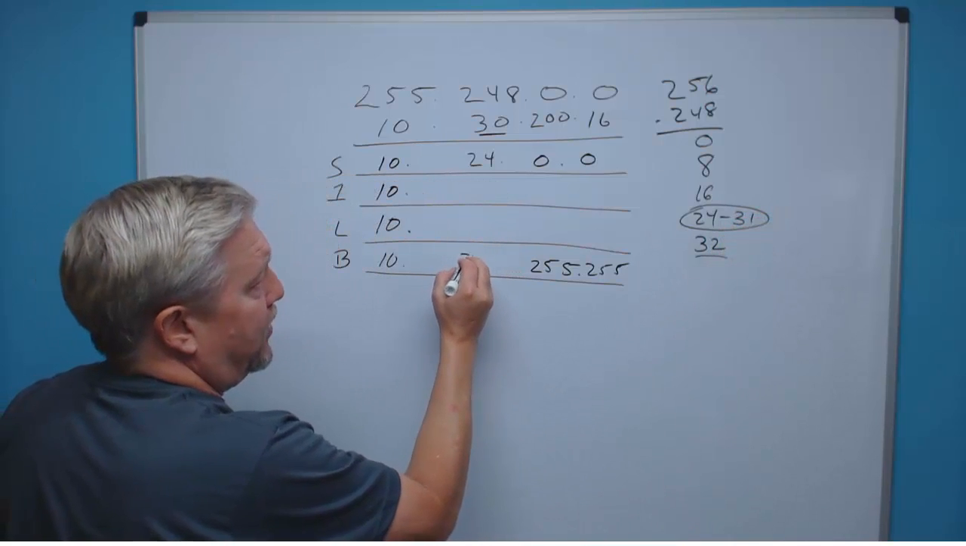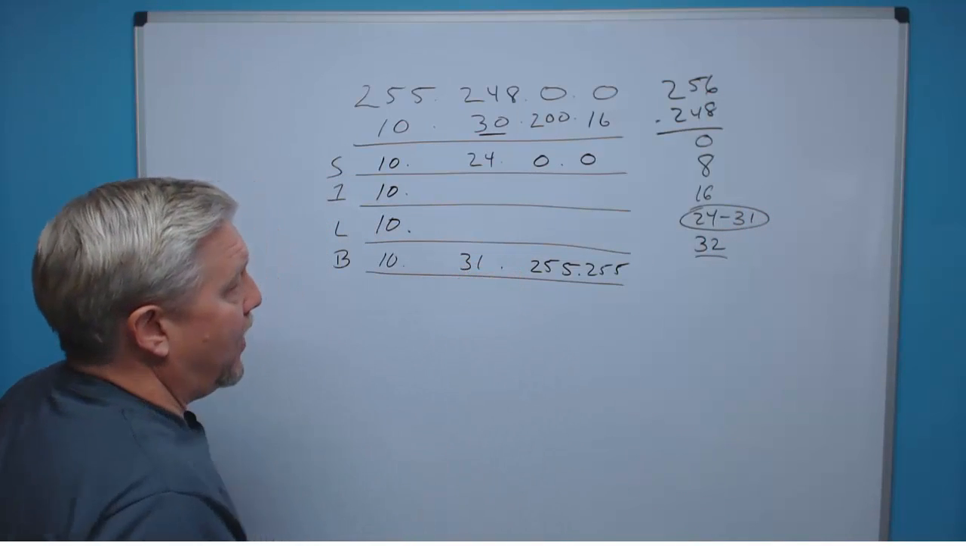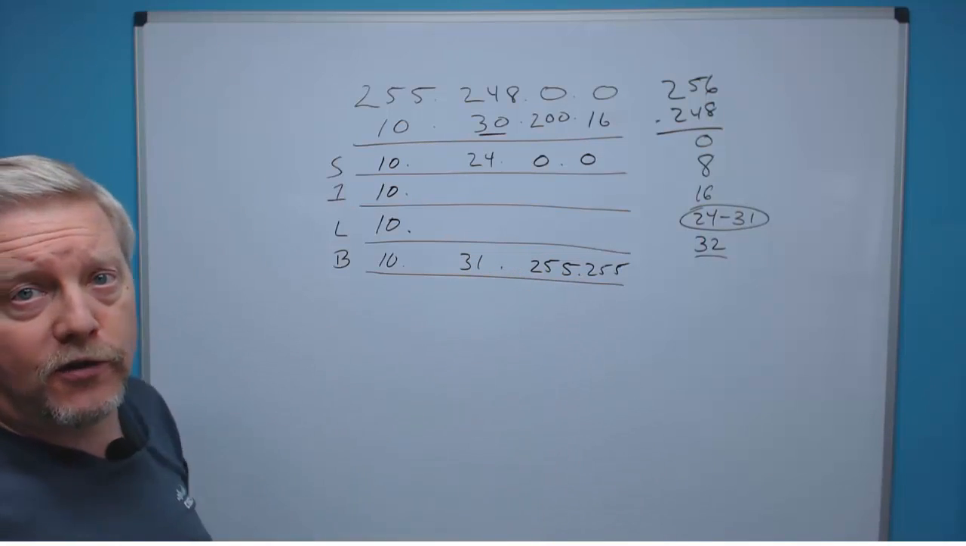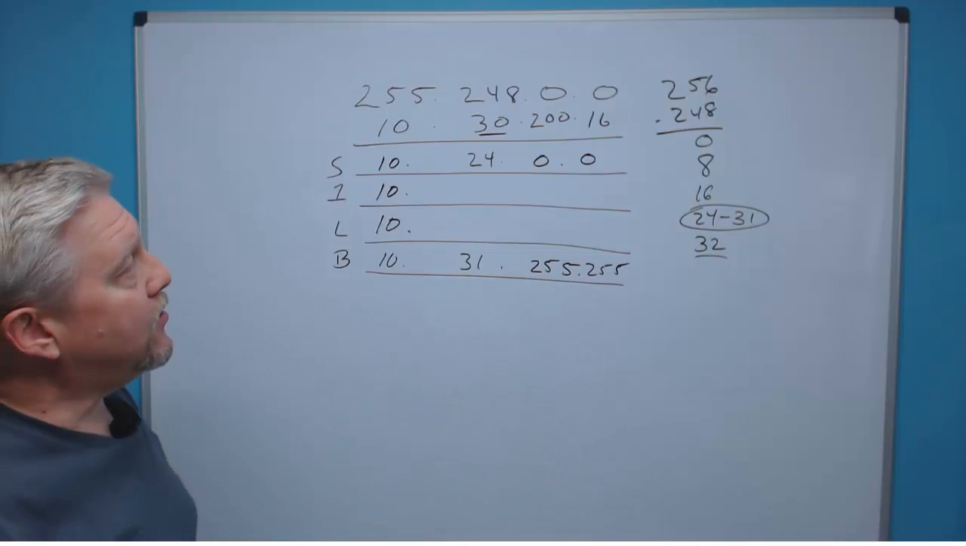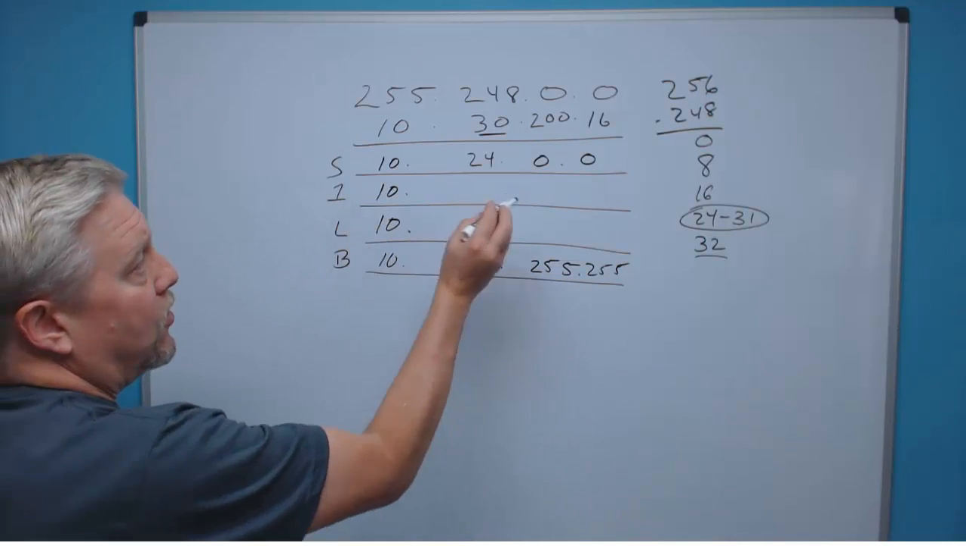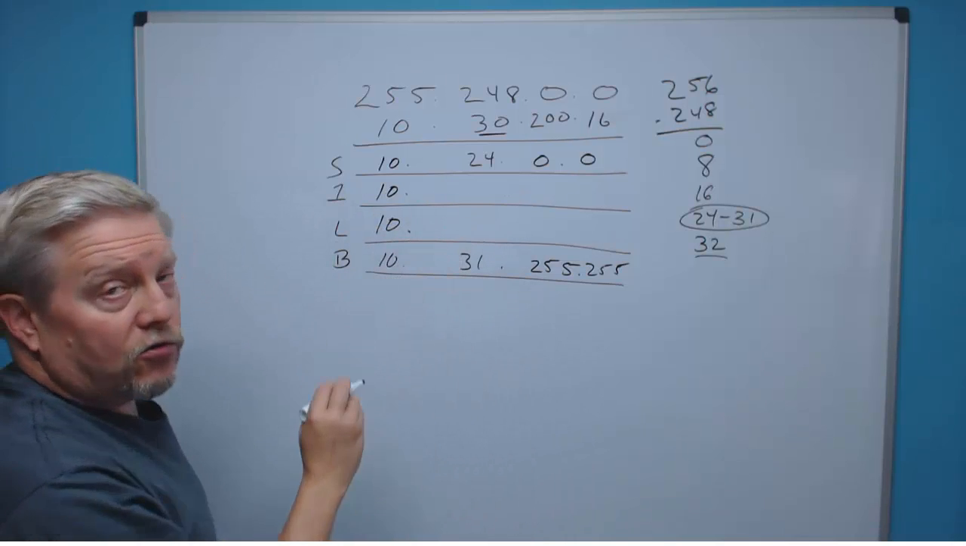Therefore, we plug in the number 31 here, and that gives us our broadcast address of 10.31.255.255. Okay, the last two steps just basically fill in the blanks here. We need to find the first valid host range and the last valid host range.